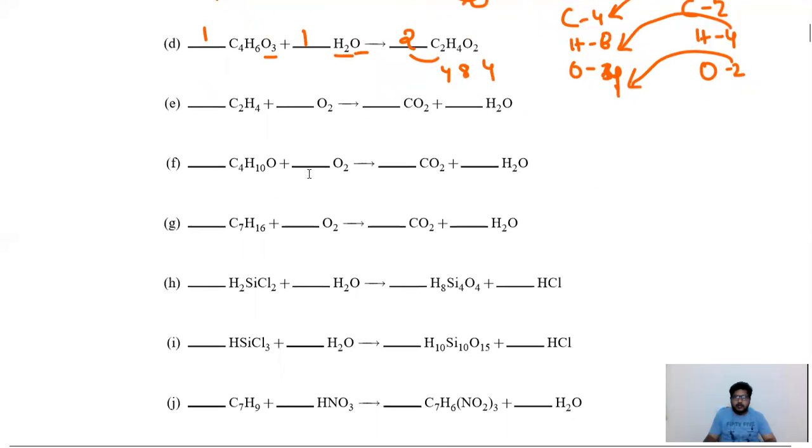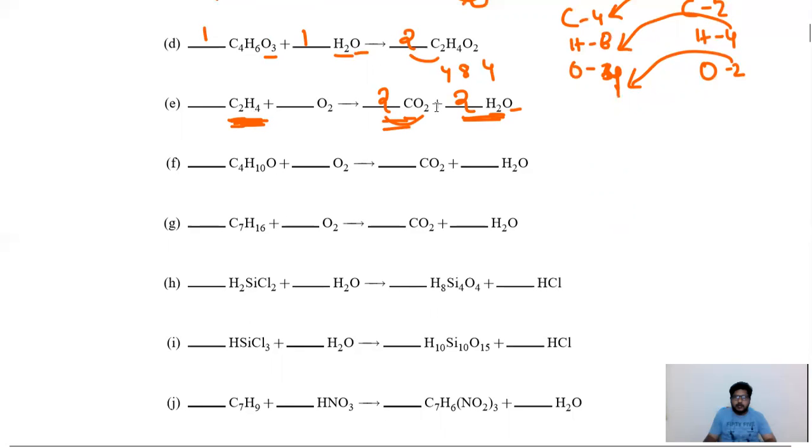Now this: 2 carbons, 1 carbon. Place 2. Now if you place 2, how many oxygens? 2 into 2 is 4 plus 1 is 5. Here it is 2. So how many hydrogens here? 4, right? Here reactant side 4. Here we have 2. What you can do? You can substitute 2. Now hydrogen got balanced. Hydrogen got balanced. Carbons 2.